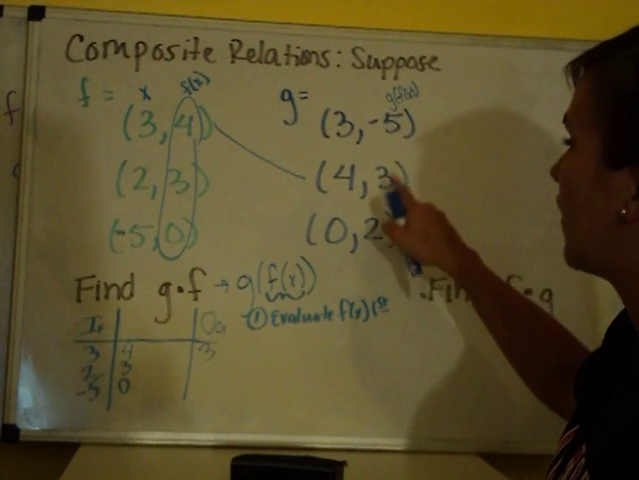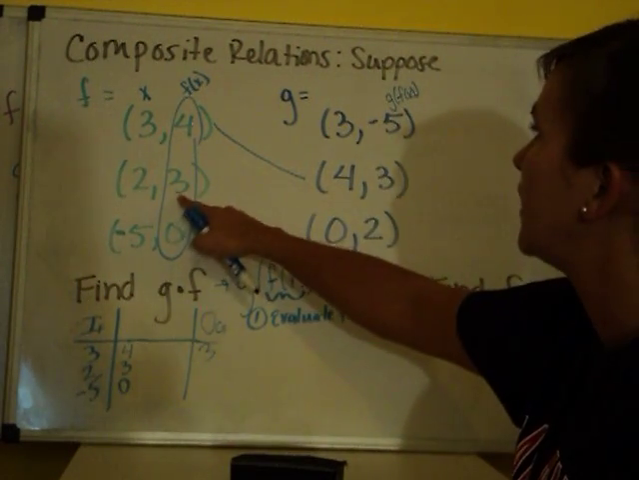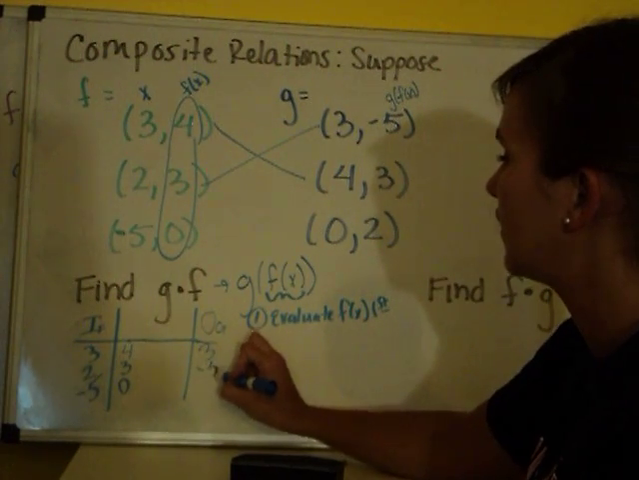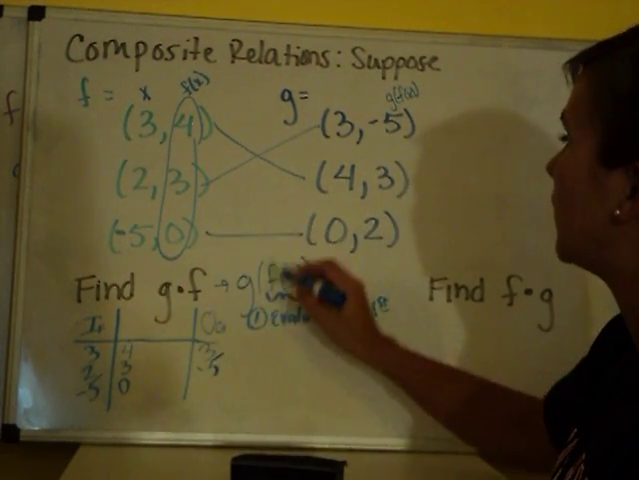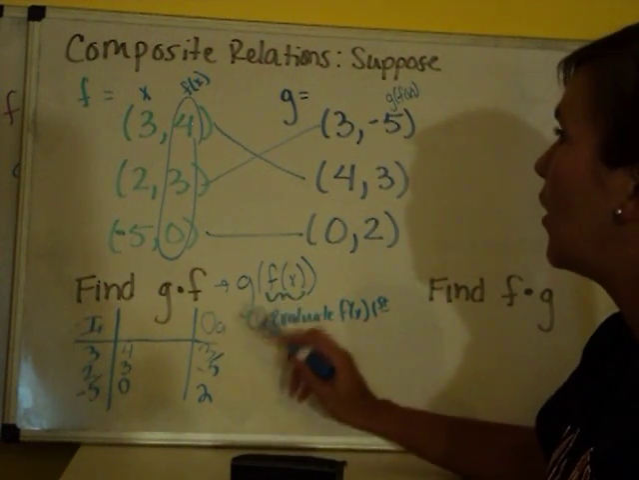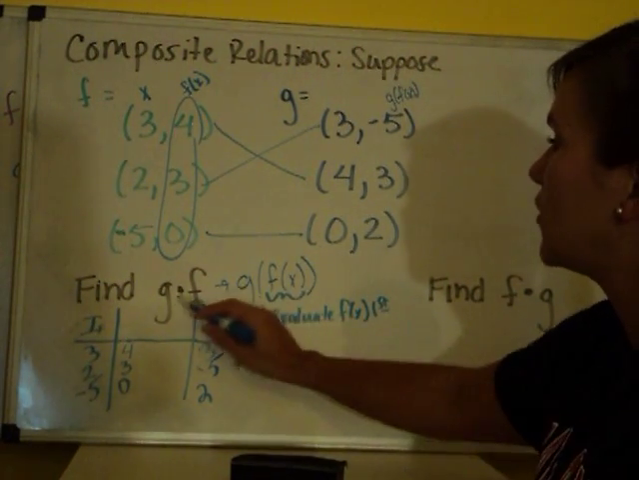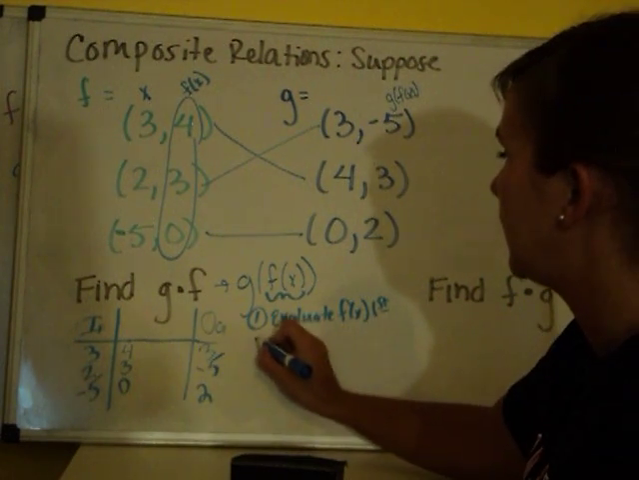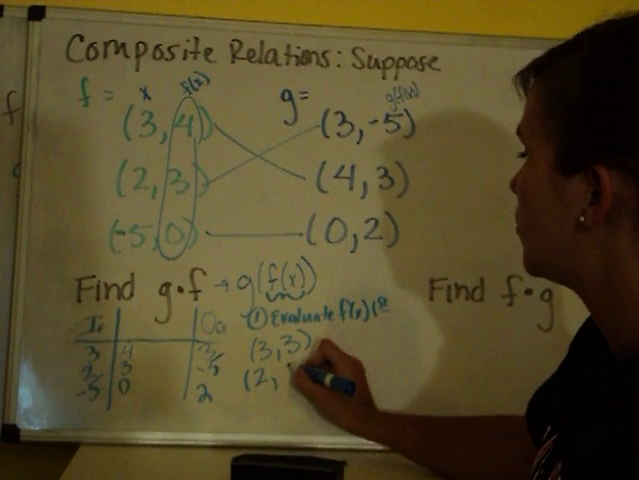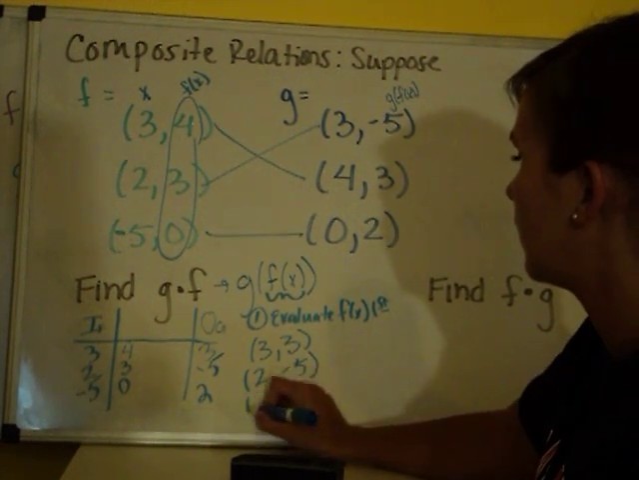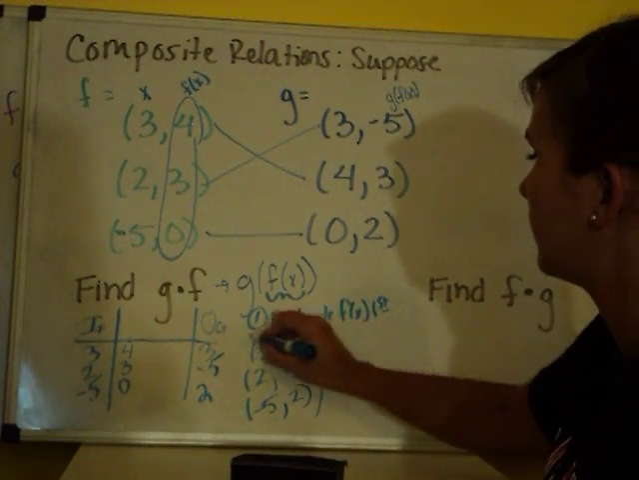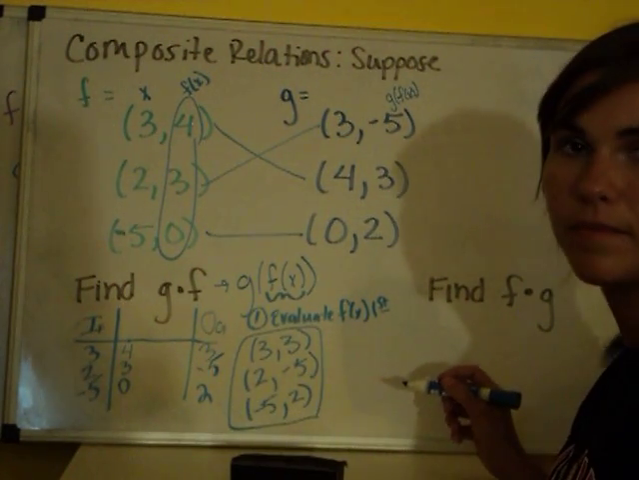So 4, and then I get 3 at the end. If I put 3 in, this one's going right here, I'm going to get negative 5 at the end. And then here are my zeros, I get 2. Okay, so my ordered pairs for g of f are going to be 3, 3, 2, negative 5, and negative 5, 2.